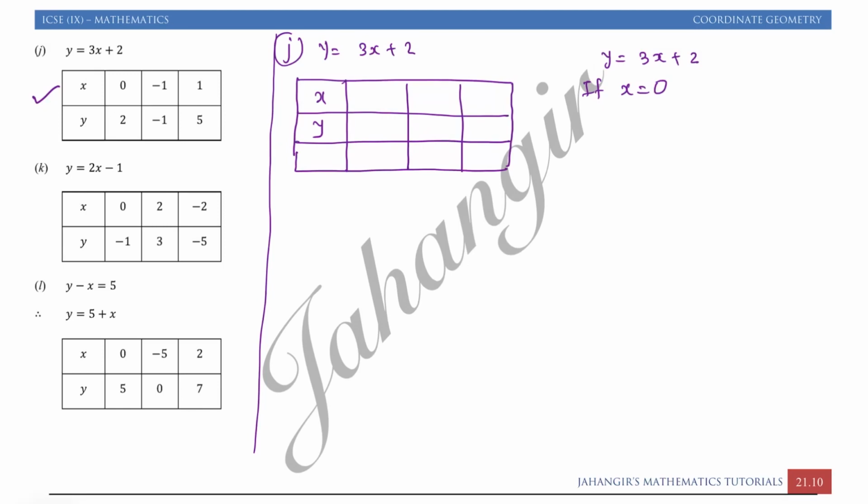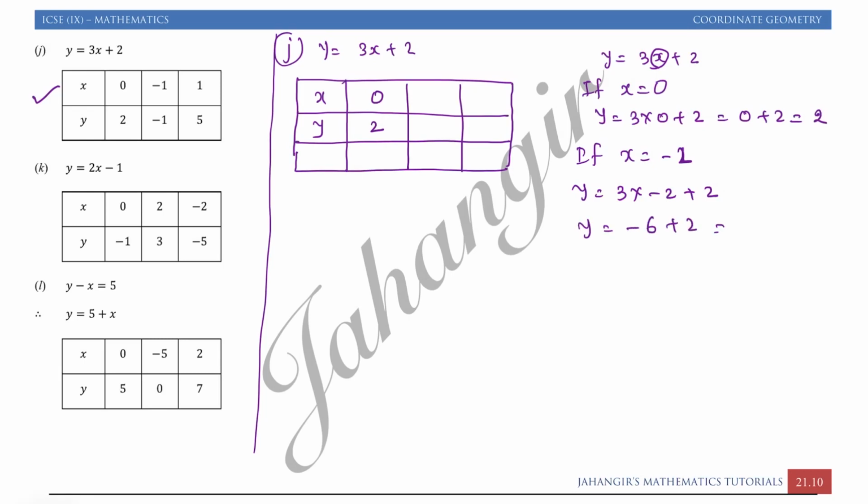If x equal to 0, we will just replace x's value with 0. So 3 into 0 plus 2. So 3 into 0 is 0, plus 2, which is 2. So if x is 0, y is 2. And second, if x is equal to minus 1 or minus 2, you can take anything. Let's say minus 2. We are taking some different value. So I can write y is equal to 3 into x's value, minus 2, plus 2. So y is equal to 3 into minus 2 is minus 6, plus 2, that is minus 4. So when I am taking minus 2, I am getting minus 4.